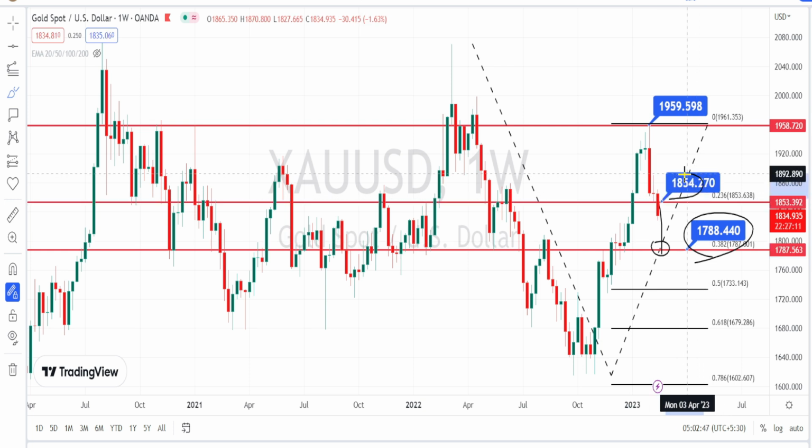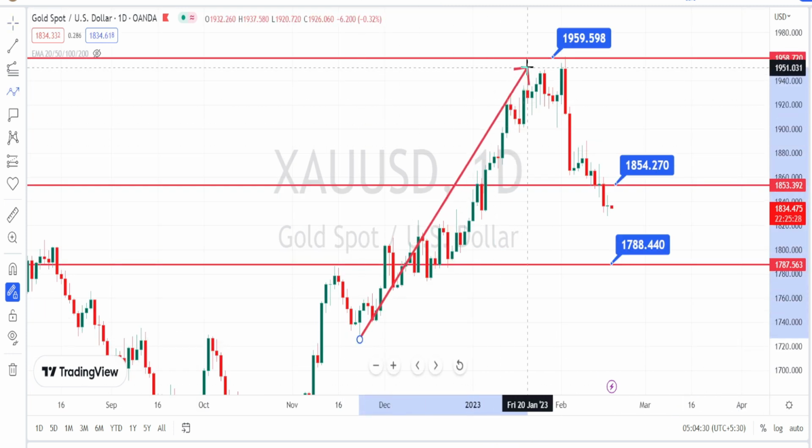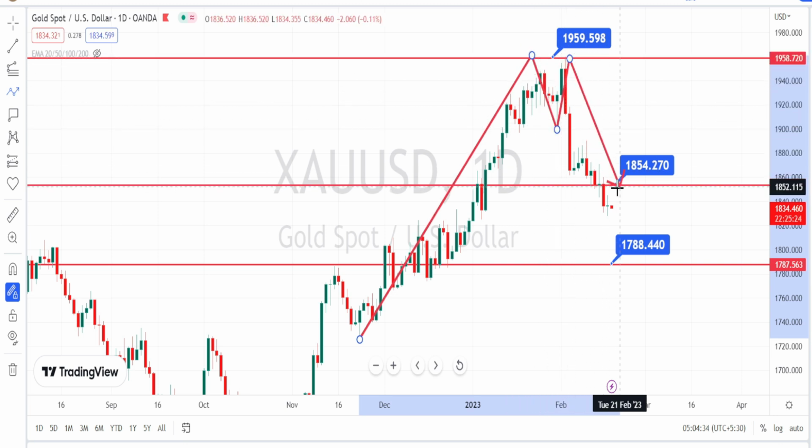This level of 1854 is going to act as a resistance level for the current price action. Let us look at the price action in the daily time frame. I'm in the daily time frame, and in the daily time frame also we are noticing the price action continue trending on a bearish trend. It has also broken the higher time frame support level of 1854, and we can notice a strong bearish trend continue in the daily time frame also.